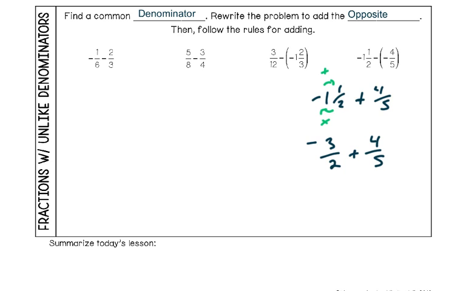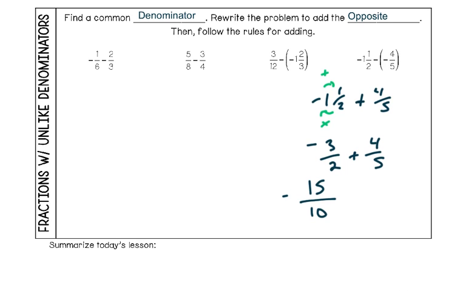So you should have realized that the number that 2 and 5 both go into is 10. You can get to that for the 3 halves by multiplying by 5. So whatever you do to the bottom, you do to the top. So we multiply by 5 to get to 10, so we're going to do it to the top. So 15 over 10 is our equivalent fraction. We're going to multiply 4/5 by 2 over 2 to get it to have a denominator of 10. So an equivalent fraction for 4/5 is 8/10.